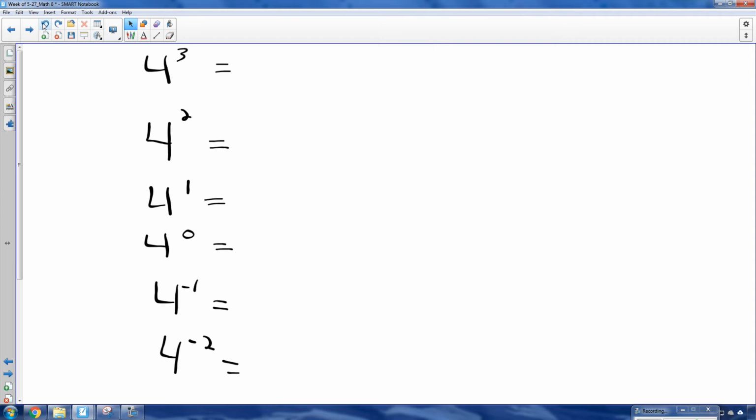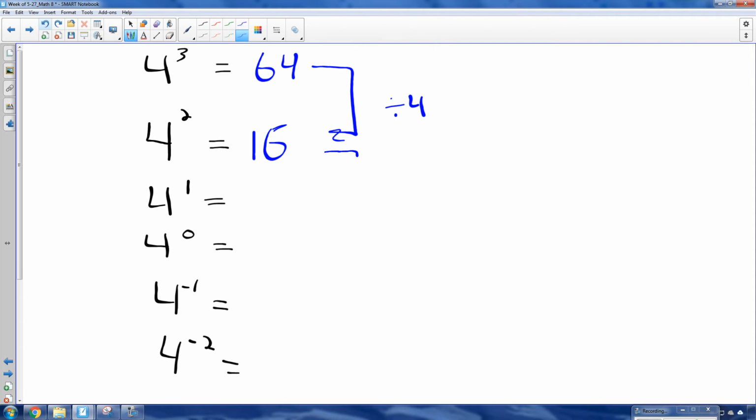So I'll start with one that I think is pretty simple. 4 to the 2nd power is 16. And now if I multiply that by 4, I could have 64. So I think what's happening is 64 divided by 4 is 16. 16 divided by 4 is 4 to the first power, which is 4, right? And now we want to know what 4 to the 0 power is. Hopefully we're starting to understand that 4 divided by 4 is 1, so anything to the 0 power is 1.